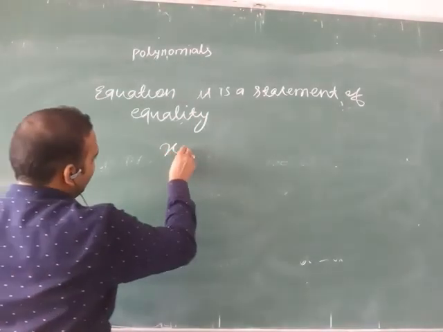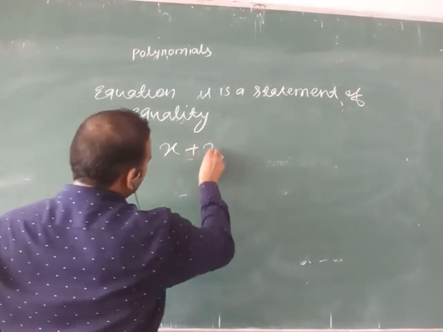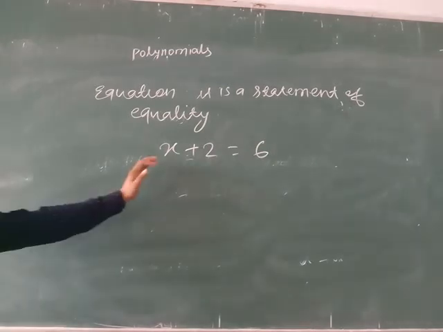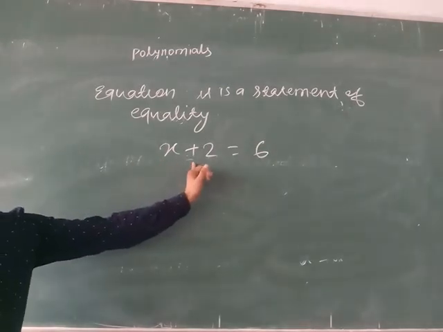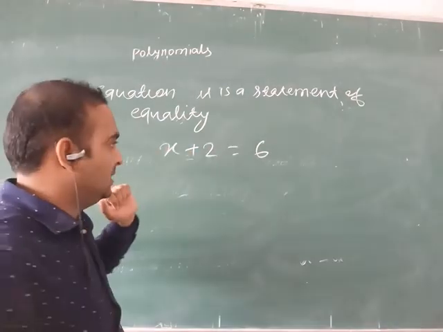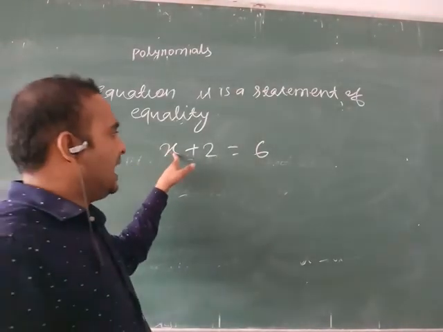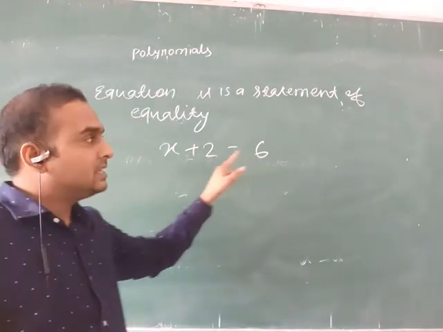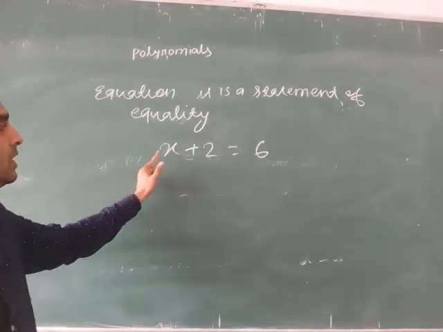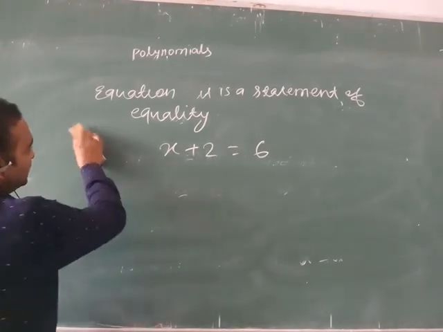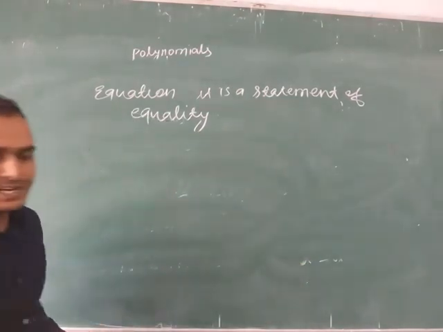Suppose we have an equation x plus 2 equal to 6. So it is true only for certain values of x. If we put x equal to 4, then we will get LHS equal to RHS, and this equation is true for x equal to 4 only. The next one is identity.